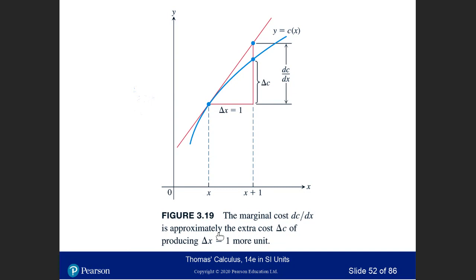Last week we were talking about the use of derivatives in economics. If you're producing some commodity, there's a cost associated with it. Here your cost function is shown with the blue curve. Now, if you're producing x amount of your commodity, and you want to add one to it, then the marginal cost is actually the slope of the tangent line to this curve at x. And it is approximately the extra cost of producing one more. So that's how derivatives are used in economics.